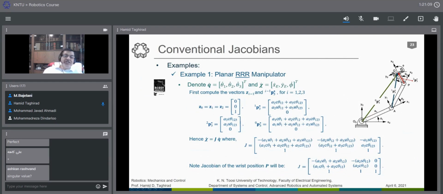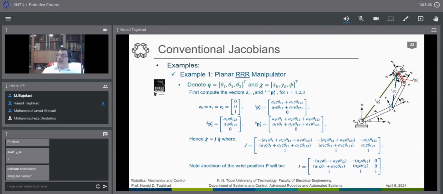And it would be much easier if, instead of finding it in the 0 frame, we find everything in the 3rd frame. The Jacobian would become much simpler. But here we are finding it in the 0 frame.